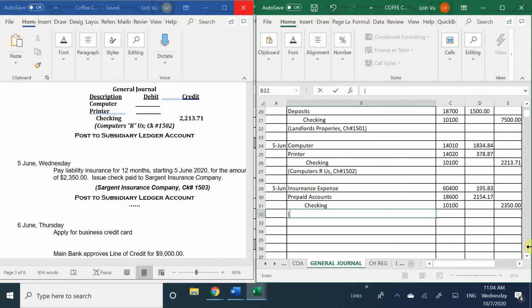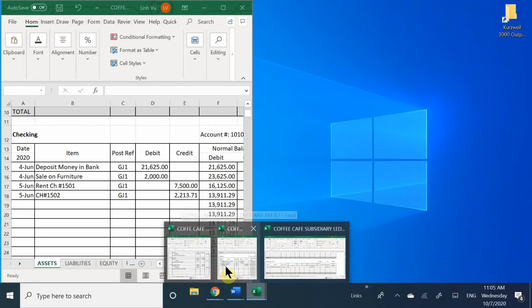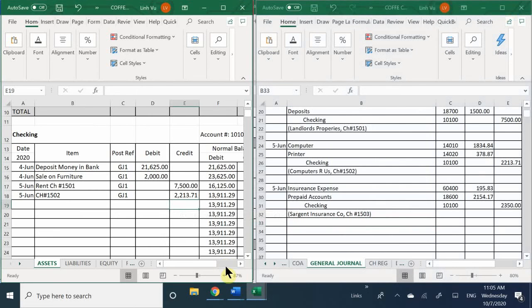So I wrote it to Sargent Insurance Company, Co. for short for company, right? Comma, check number 1503. Okay. All right, good. Now we can go to our ledger and fill out that piece of information. The first thing I'm going to do is go to insurance expense.